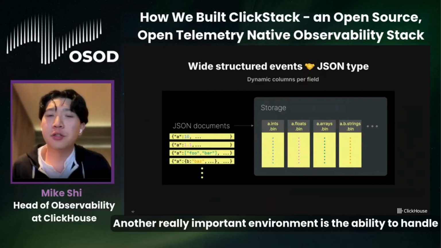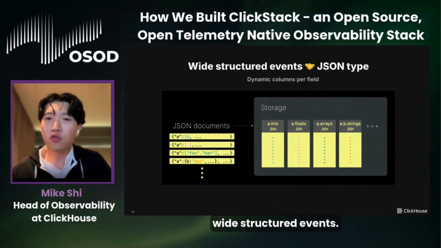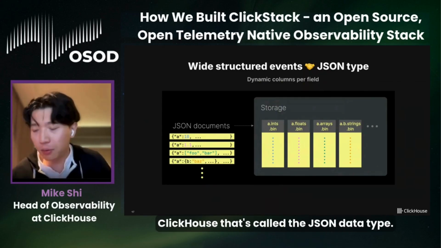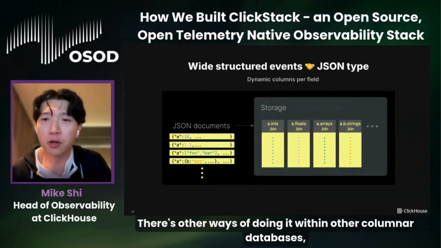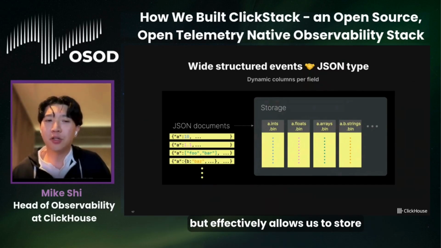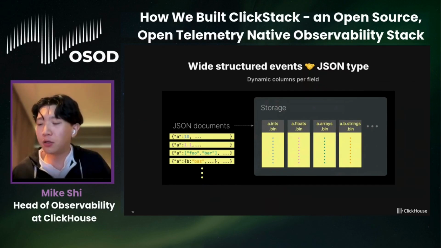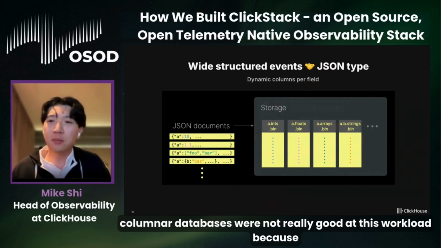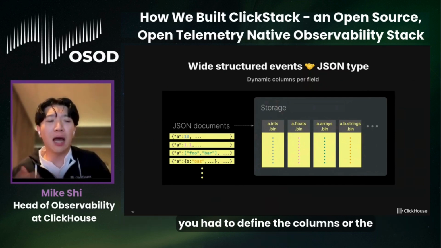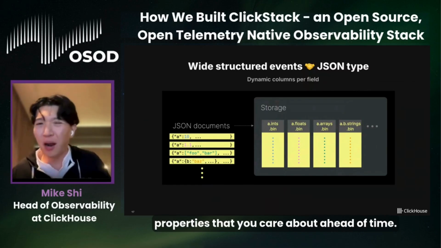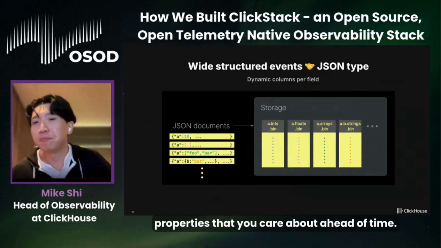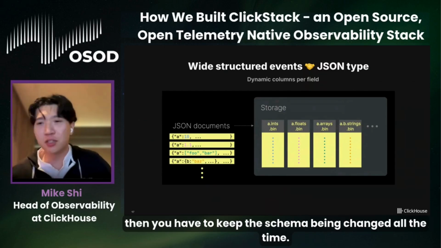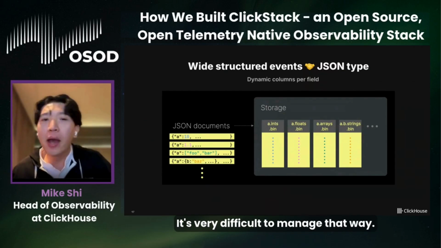Another really important capability is the ability to handle wide structured events. There's a really neat concept within ClickHouse called the JSON data type. There are other ways of doing it within other columnar databases, but effectively it allows us to store semi-structured, JSON-type data within a columnar database. Historically, columnar databases were not good at this workload because you had to define the columns, or the properties that you care about, ahead of time. And this would be impossible if your developers can just add logs all the time. Then you have to keep changing the schema all the time. It's very difficult to manage that way.